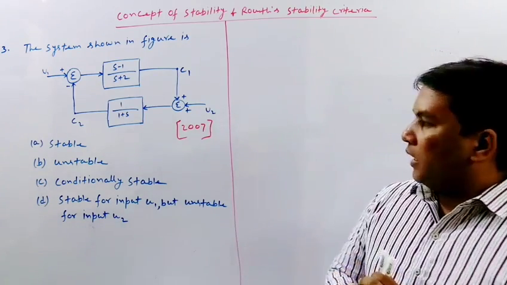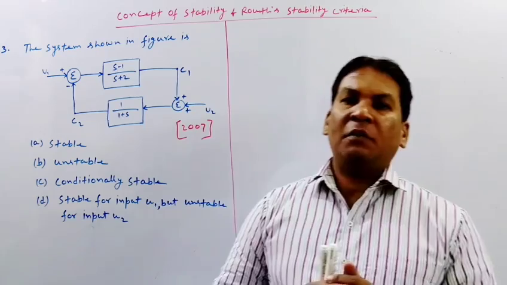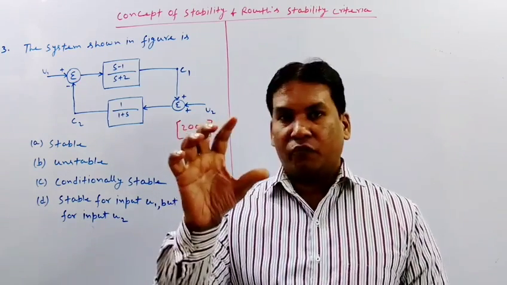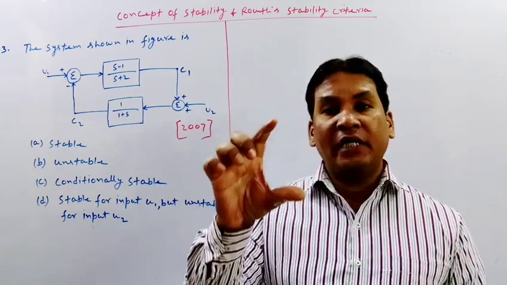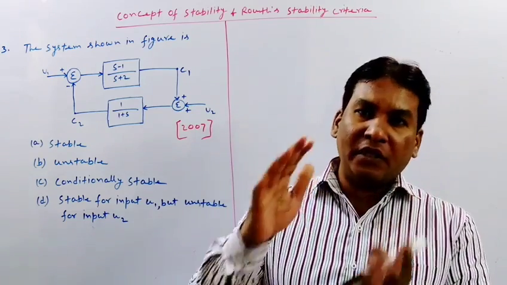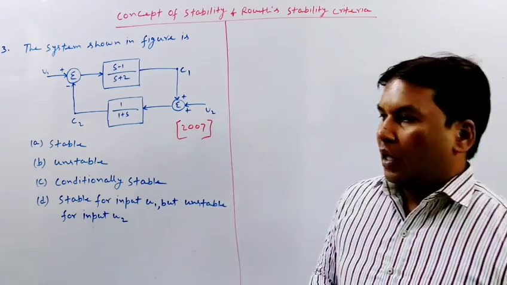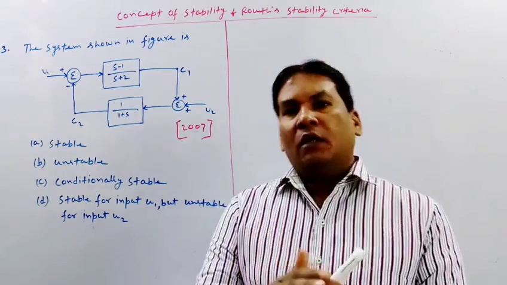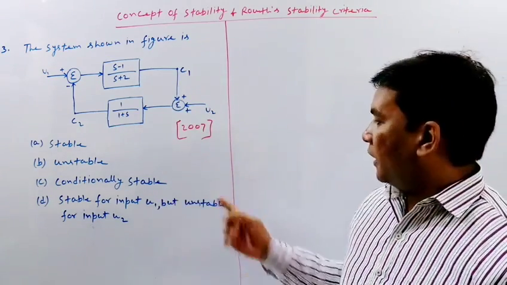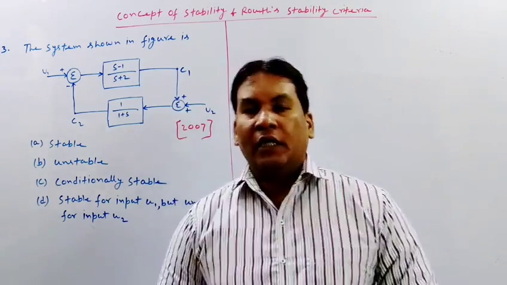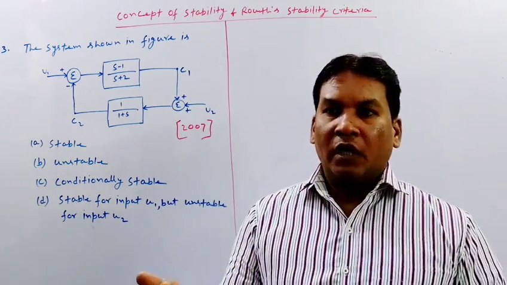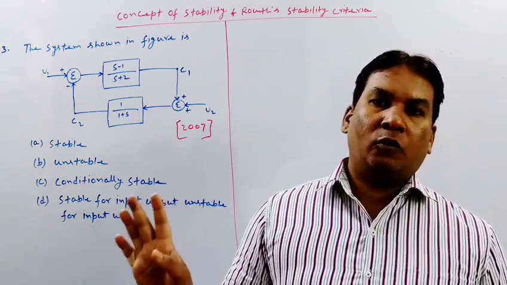So what is bounded input? Bounded means some definite input. If we apply some definite input, then the output must be definite, within some limit. It should not be infinite. And the second condition is, in the absence of any input, the output must tend to 0.